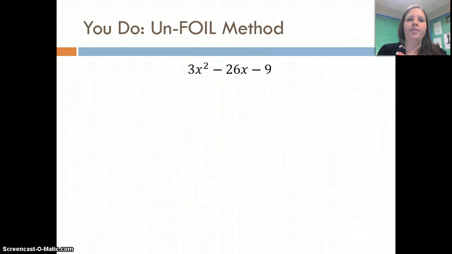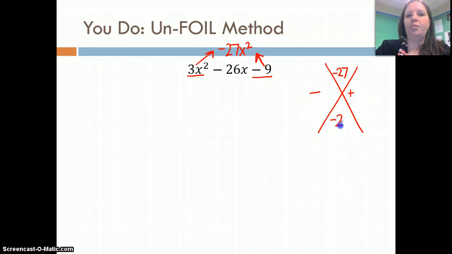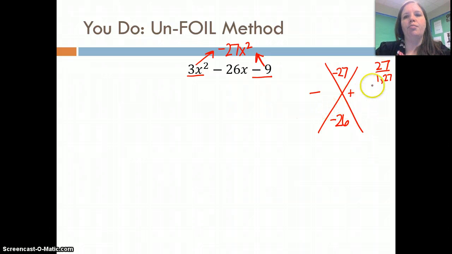All right, we're going to try one more here, and this is the last one for today for you to do. So try this one. So we're looking for multiply these, and you got to be careful because 3x squared and negative 9, we have negative 27x squared. So multiplying to be negative 27, which means I need a negative and a positive, and adding to be negative 26. So multiples of 27 would be 1 and 27, and I've already got my first set here. 1 and 27 would be how I get negative 26.